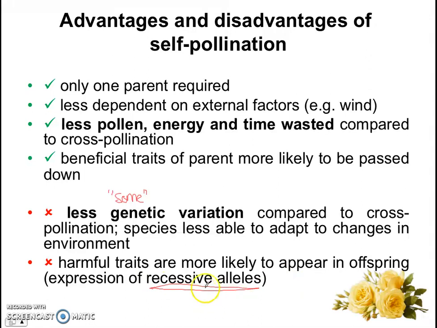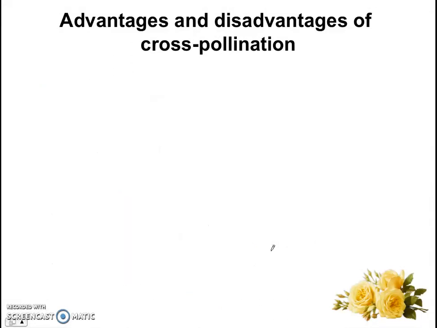Okay, they're more likely to express recessive alleles. We'll look at that next time. Don't worry if you don't understand it for now. So how about cross-pollination then?